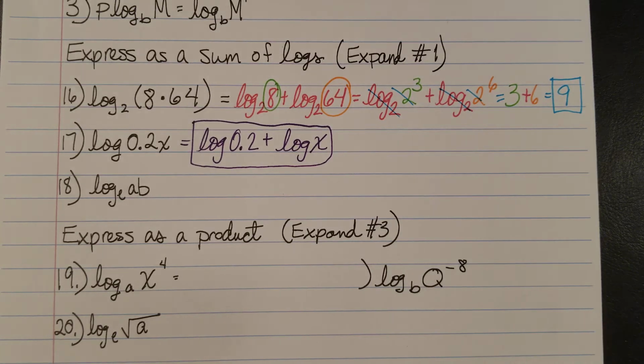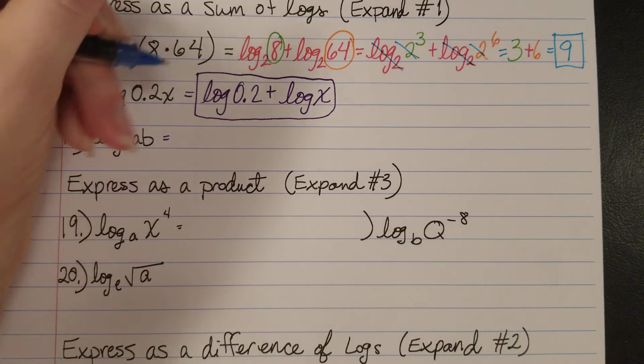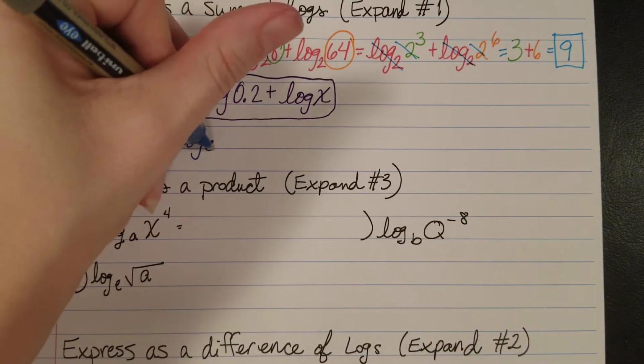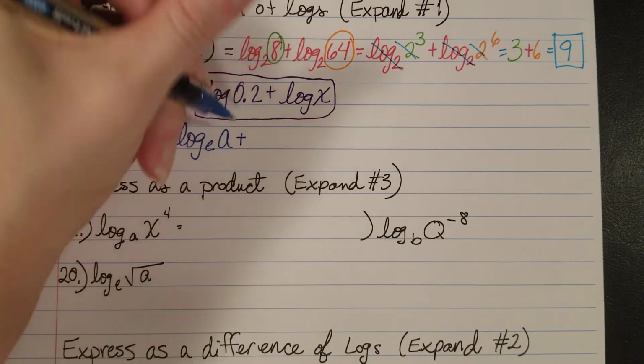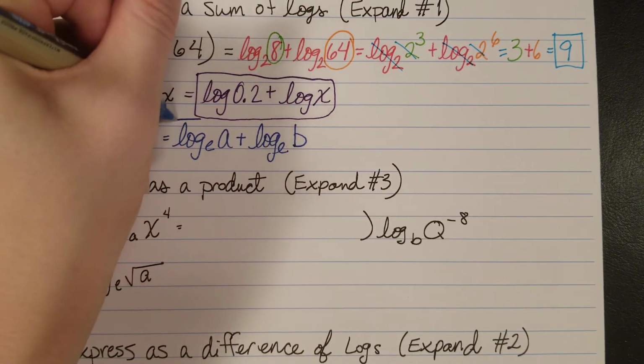Okay. And then number 18, we have log base E of AB. AB is the same thing as A times B. So that's going to be log base E of A plus log base E of B.